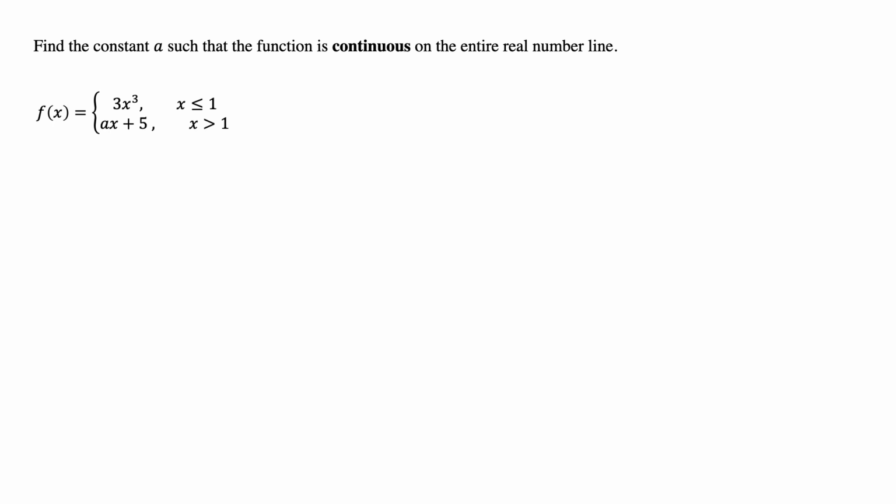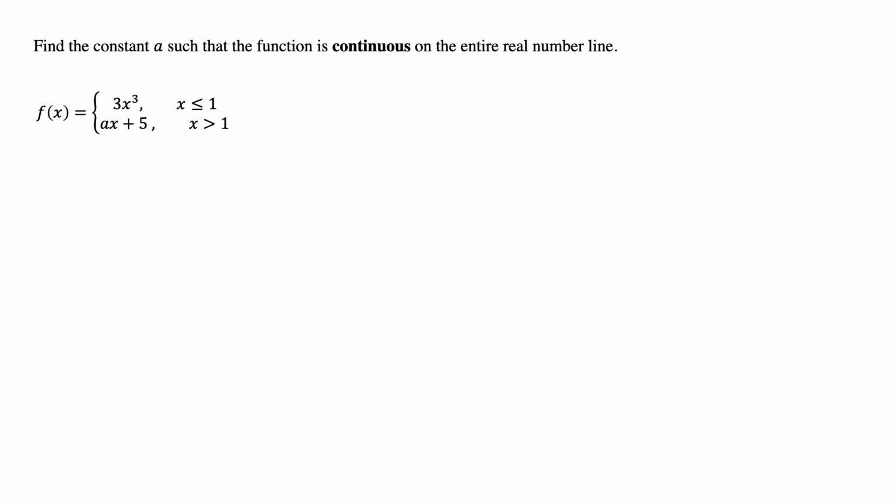Okay, the last type of problem we're going to look at today is where we actually have to find a constant value that's going to make our function continuous. So here we want to find the constant a such that the function is continuous on the entire real number line, where our function is a piecewise function, 3x cubed when x is less than or equal to 1, and ax plus 5 when x is greater than 1.